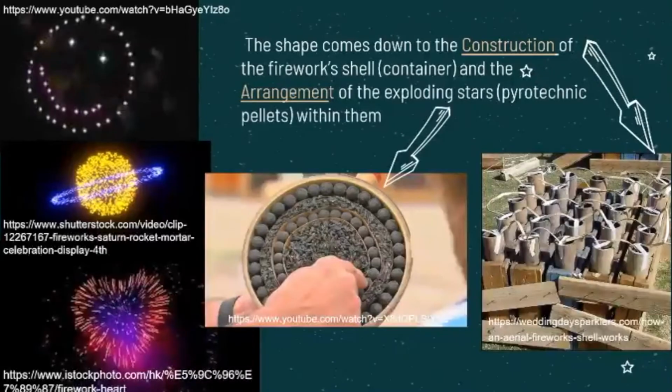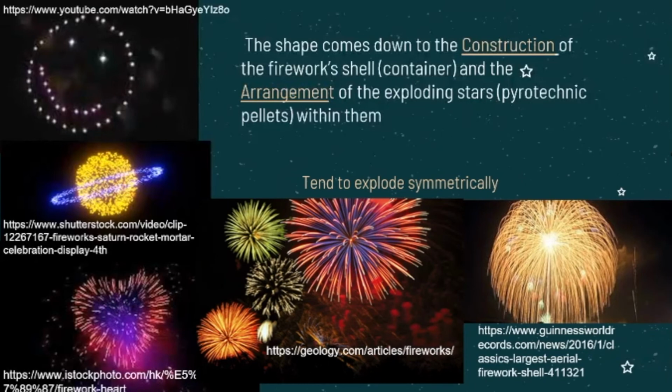Modern fireworks can burst into hearts, smiley faces and even a representation of the planet Saturn. The shape comes down to the construction of the fireworks shell, container, and the arrangement of the exploding stars, pyrotechnic pellets, within them. As aerial shells are often spherical, they tend to explode symmetrically.